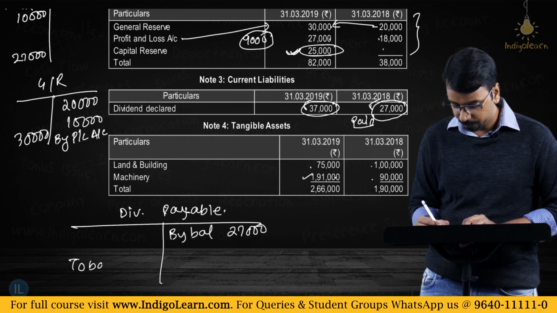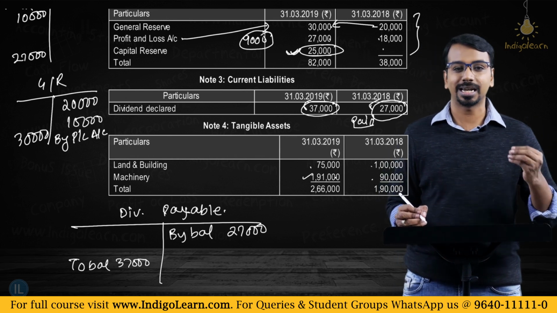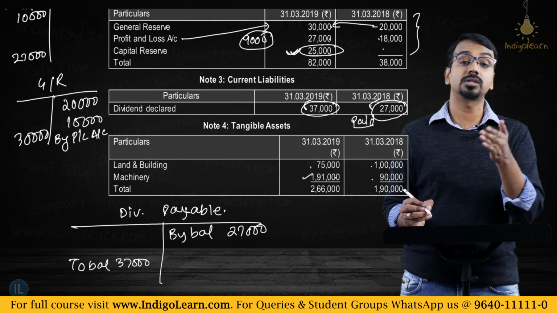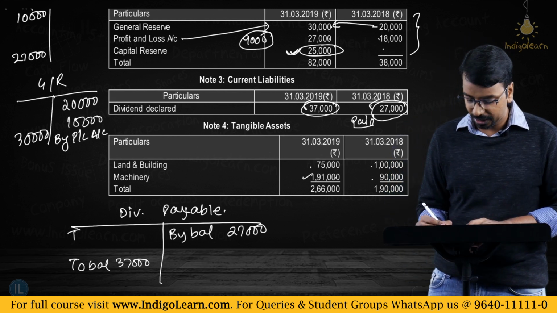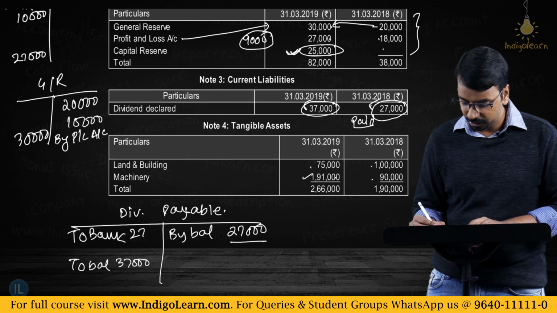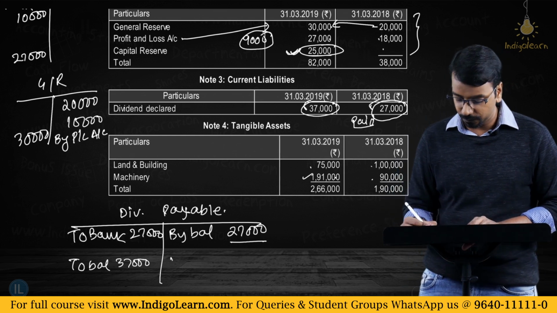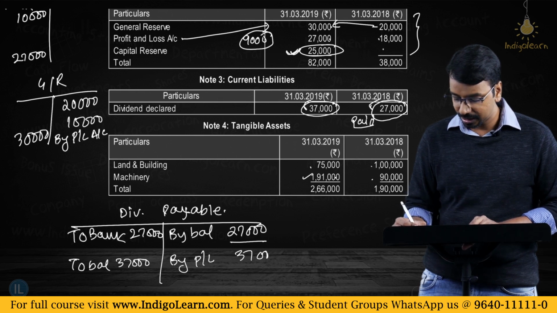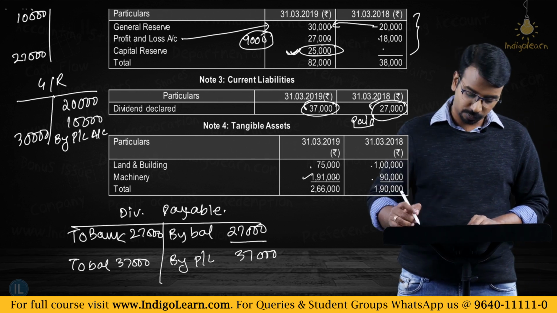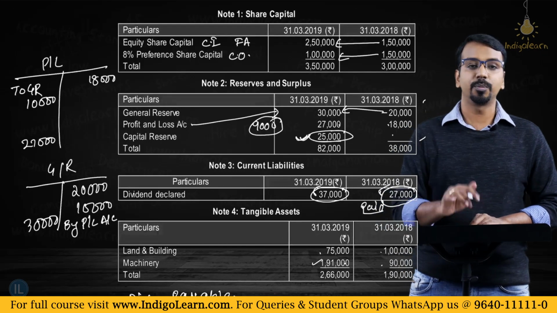Now you have a balance of 37,000. Generally, the dividend would have been paid within the prescribed limit under the Companies Act, so it will not be outstanding for a year's time. So you can assume this has been paid. What has been paid? To bank 27,000 has been paid. Now whatever is the closing balance, that would have come from the current year P&L. So by P&L 37,000. This 37,000, whatever is credited to dividend payable account, would have come from your P&L account.